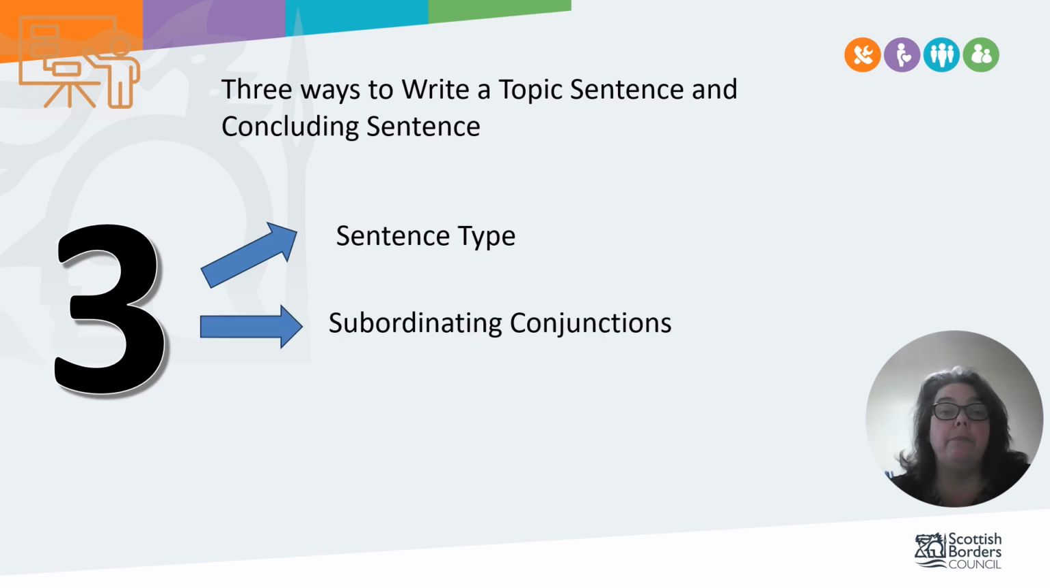Subordinating conjunctions can be used to create a topic sentence, going from the simple conjunctions before, after, if, when across first level, to the more complex since, even though, for example, across second level. The writing progression pathway will identify the subordinating conjunctions that can be used at each level. Across second level, an appositive, a noun phrase placed next to another noun to add more detail, can be added to a topic sentence. Concluding sentences can be created in the same way.